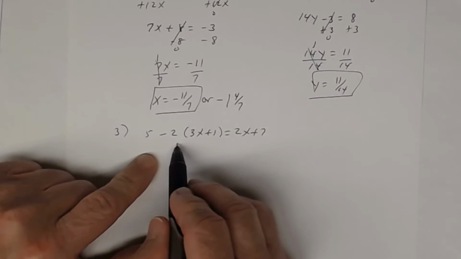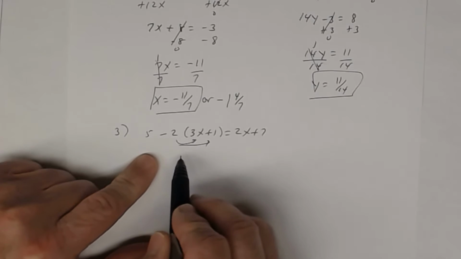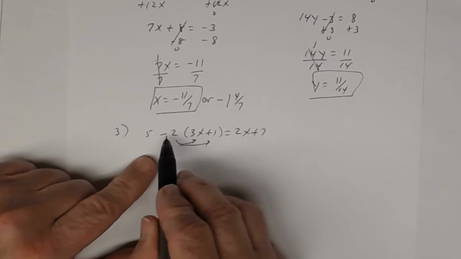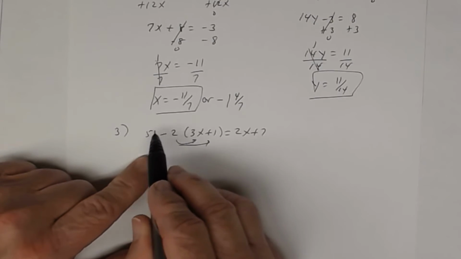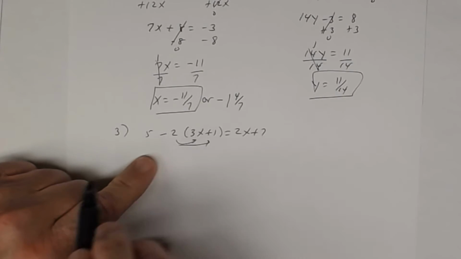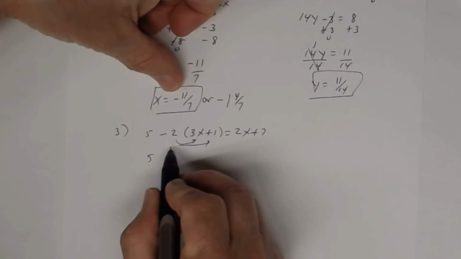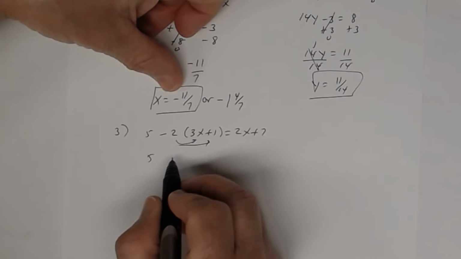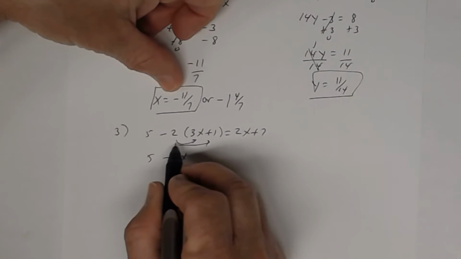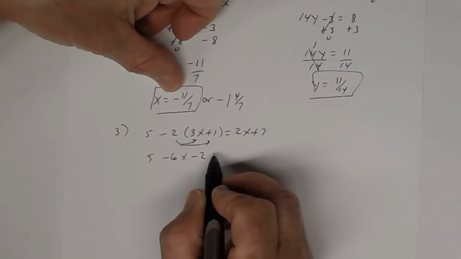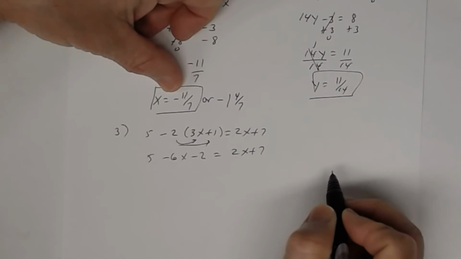So the first thing you want to do is use the distributive property. And I'm going to go ahead and distribute that -2. Think of this as 5 plus a -2. So I get 5. A -2 times 3x is a -6x. A -2 times a +1 is a -2, equal 2x plus 7.